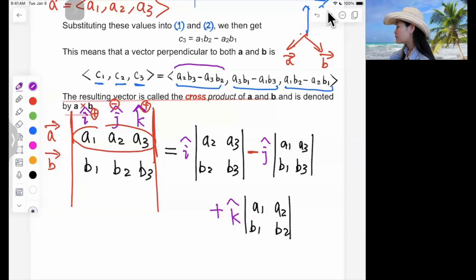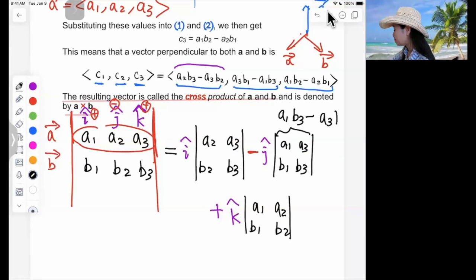Okay, and then look at this one. What would be this one? What's the determinant of this? A1, B3, right? Minus A3, B1. But then if you build a minus sign in this, you should build a minus sign here and here. What does it become? A3, B1 here, subtracting what? A1, B3. Isn't this one? And then similarly for this one, this is going to match with this, right?